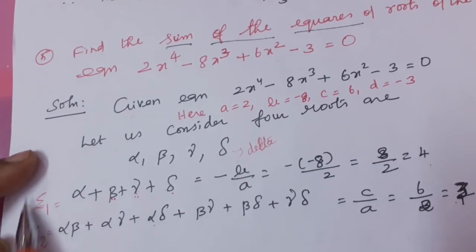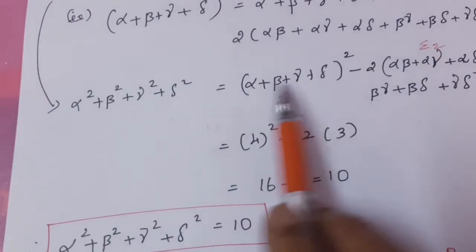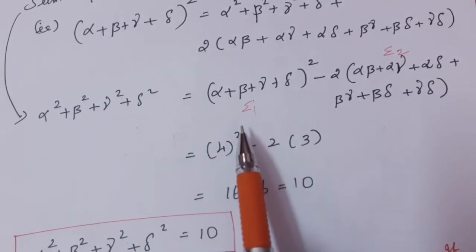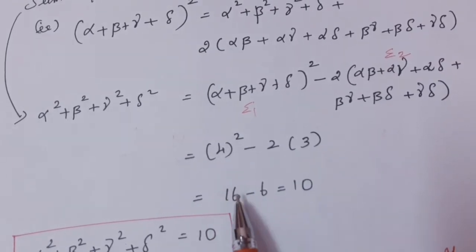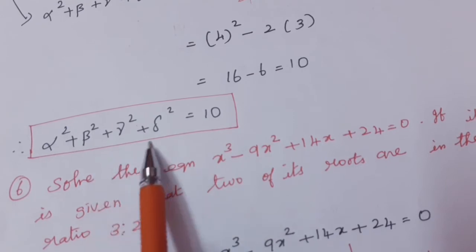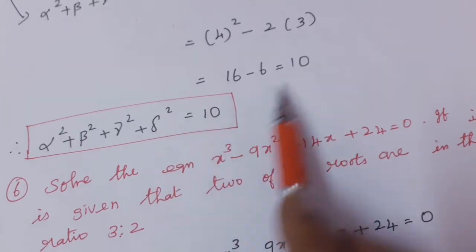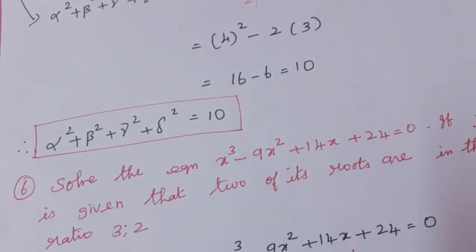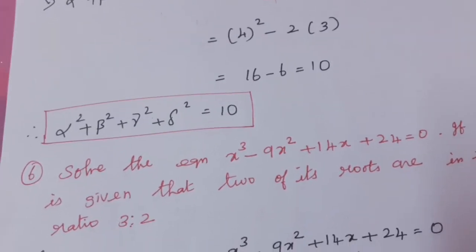So using the result summation of 1 and summation of 2 in the given equation, you substitute the values. Instead of alpha plus beta plus gamma plus delta, you write 4 square minus 2 into summation of 2, which is 3. Now 4 square is 16. 2 3s are 6. 16 minus 6 equals 10. Therefore, the sum of the squares of the roots of the equation, alpha square plus beta square plus gamma square plus delta square, equals 10. If you understand the question, that is very easy for you. These are asked in the 2-mark question.